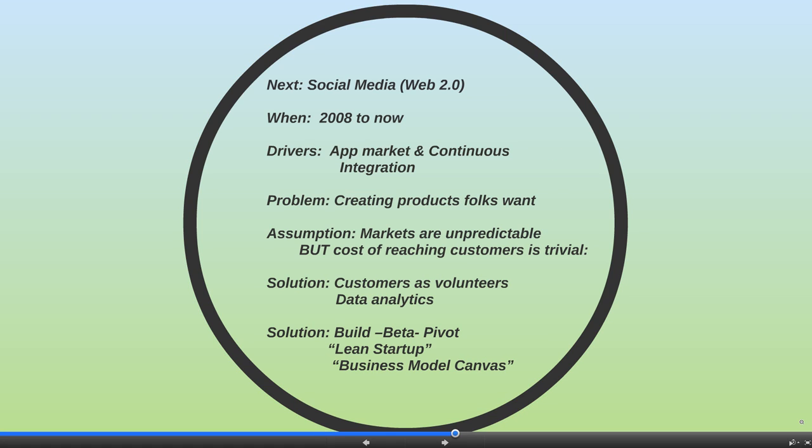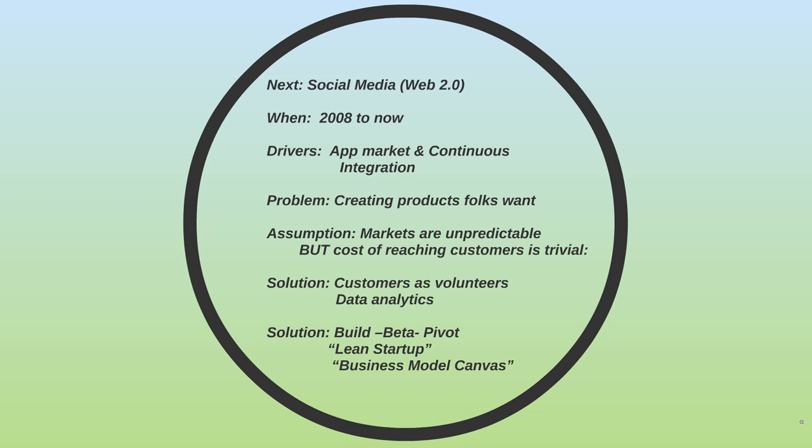The world changed again in 2008 with the introduction of the app and another practice called continuous integration. We always want to create products that people want. Markets are a problem, but the cost of product development had gone down and the cost of reaching customers had actually become trivial. So before, in the prior generation, you spent a lot of time working with customers trying to figure out what they wanted, because the cost of reaching and satisfying customer needs was difficult, and it was hard to figure out what would sell and how to best meet their needs.